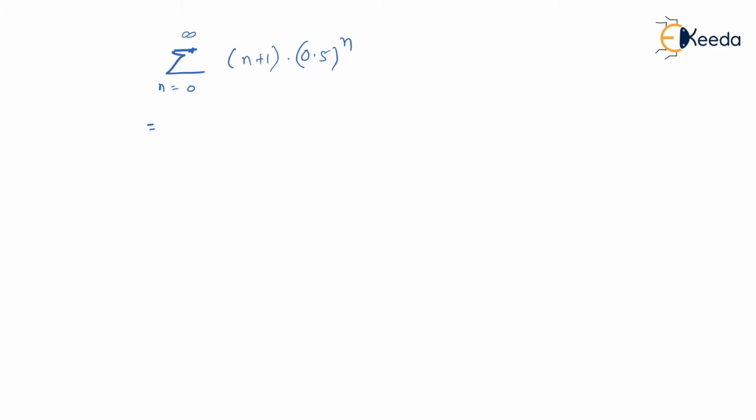Now if I keep on substituting, even this will give me a GP series. When I substitute n equal to 0, I'll get 1. Then when I substitute n equal to 1, 1 plus 1 gives 2 times 0.5 to the power 1, so 2 times 0.5 itself. Then when I substitute n equal to 2, you will get 2 plus 1, which is 3 times 0.5 square, plus 4 into 0.5 cube, and so on up to infinity.